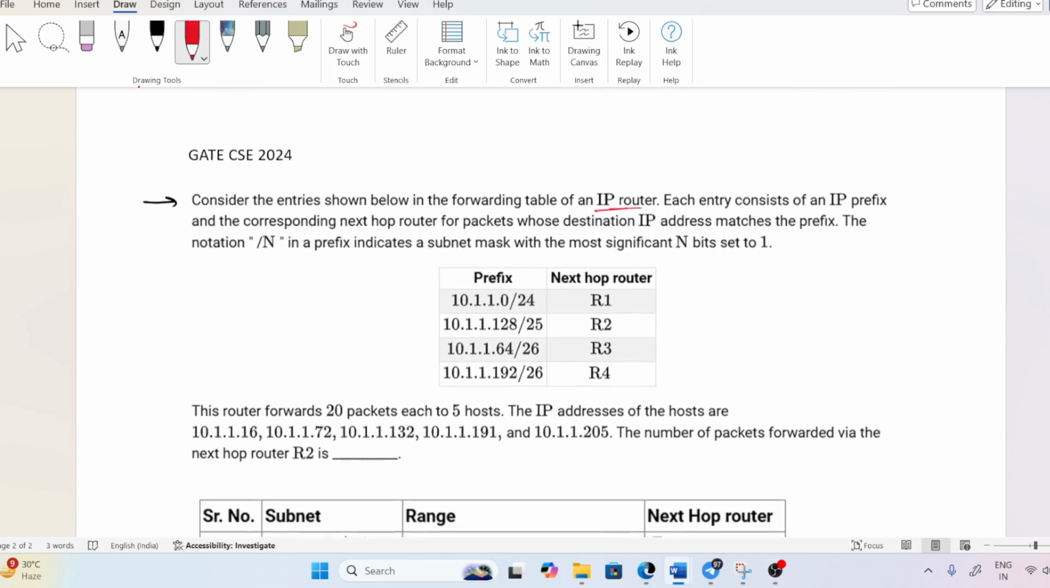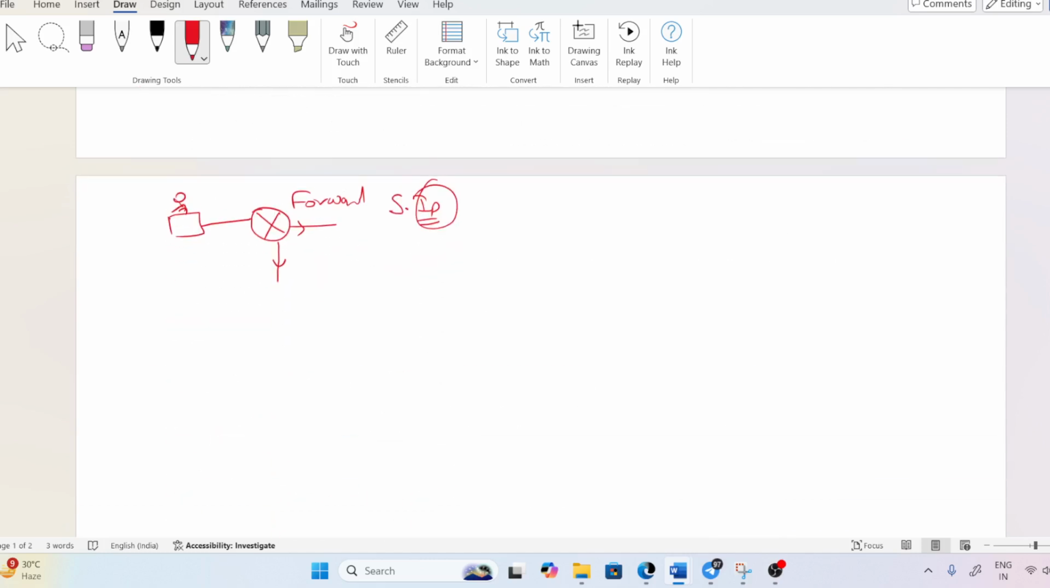Now we are having each entry of IP prefix here, and corresponding to it the next hop router of the packets whose destination IP address matches with the prefix. The notation n in the prefix indicates the subnet mask, and the most significant n bits are set to 1. Now the n bits you have to set to 1. First, let's understand what is the meaning of prefix here.